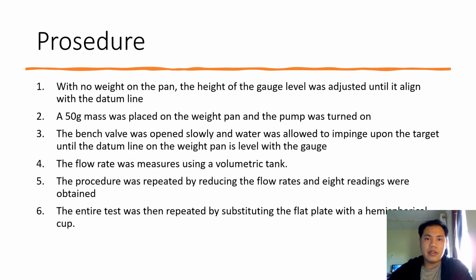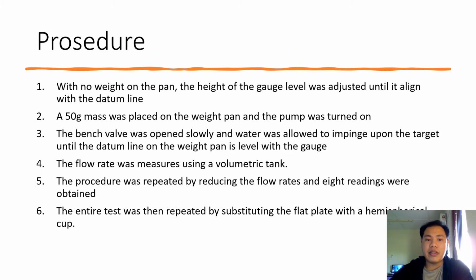Here are the procedures for this experiment. First, with no weight on the pen, the height of the gauge level was adjusted until it aligned with the datum line. Then a 50-gram mass was placed on the weight pen and the pump was turned on. The bench valve is then opened slowly and water was allowed to impinge upon the target until the datum line on the weight pen is level with the gauge.